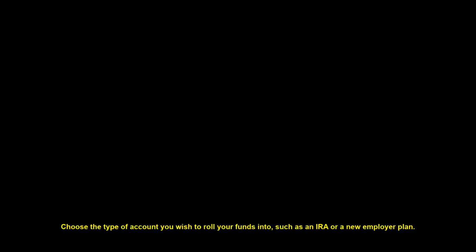Choose the type of account you wish to roll your funds into, such as an IRA or a new employer plan. Review the eligibility requirements for your chosen account type. After confirming eligibility, follow the instructions to initiate the rollover process. Download and complete any required forms, which may vary by plan.